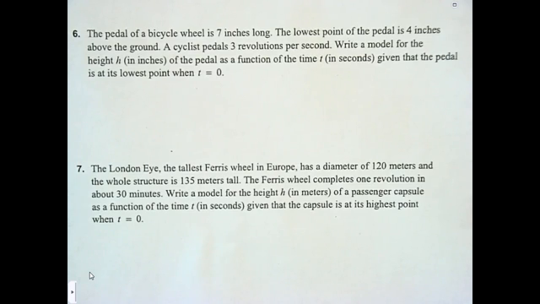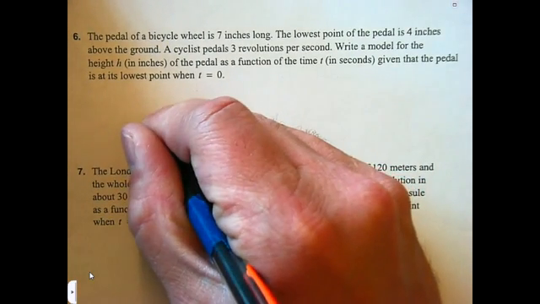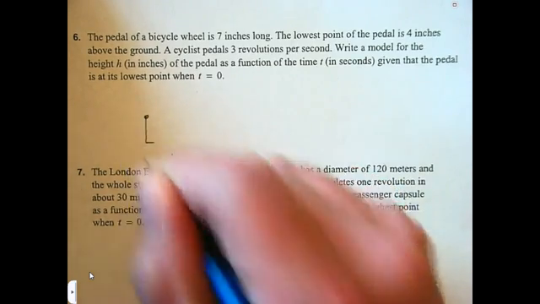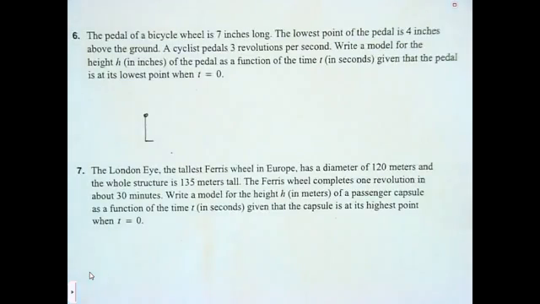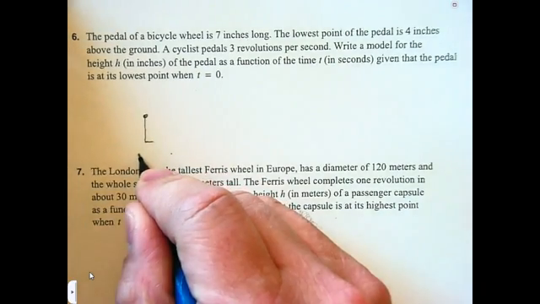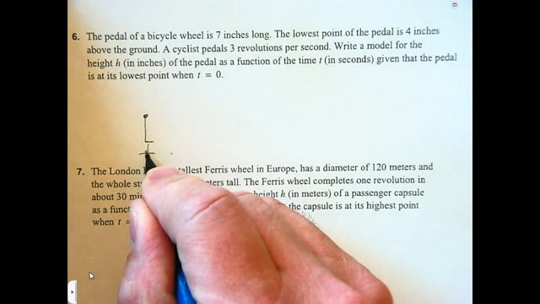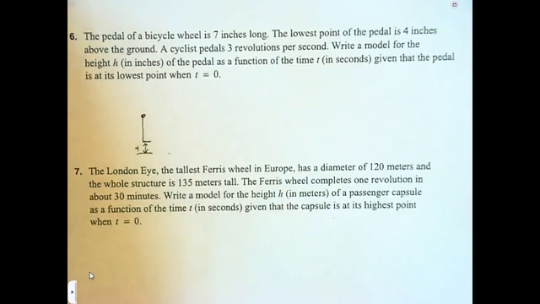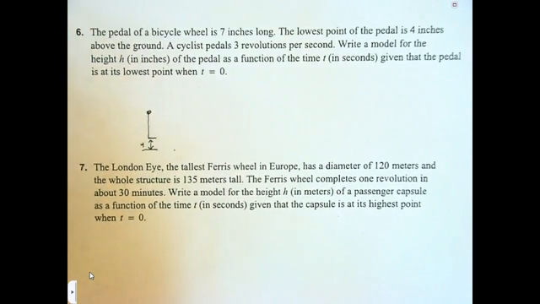Okay. The pedal of a bicycle wheel is 7 inches long. The lowest point of the pedal is 4 inches above the ground. Okay, so I got to start drawing my picture. Here is my pedal. Impressive, I know. The pedal of my bicycle is 4 inches above ground. We're going to just assume everything's in inches since it says that.